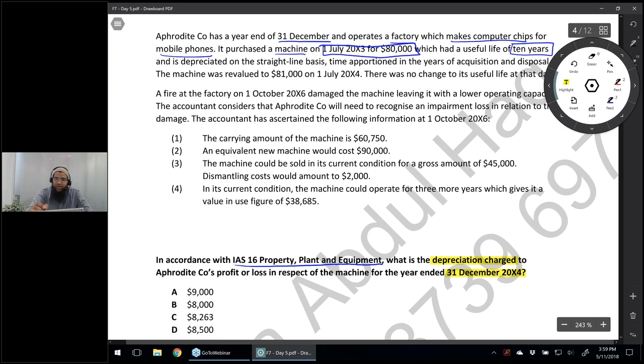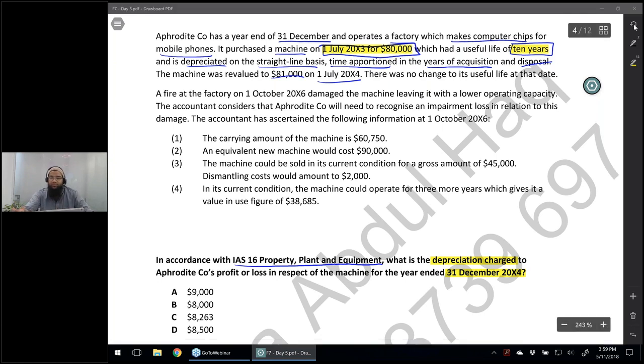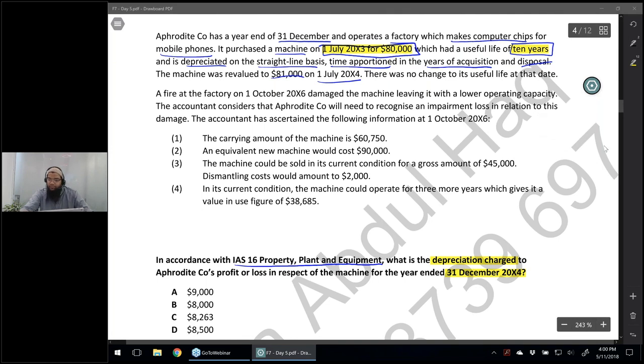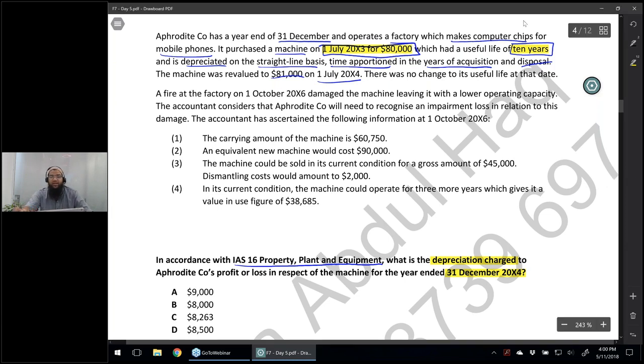That we have purchased on July 2013 for 80,000 with a useful life of 10 years and is depreciated on the straight line basis, time apportioned in the year of acquisition and disposal. The machine was revalued to $81,000 on 1st July 20X4. So the asset was revalued to $81,000 on 1st July 20X4. There was no change in the useful life at that date.